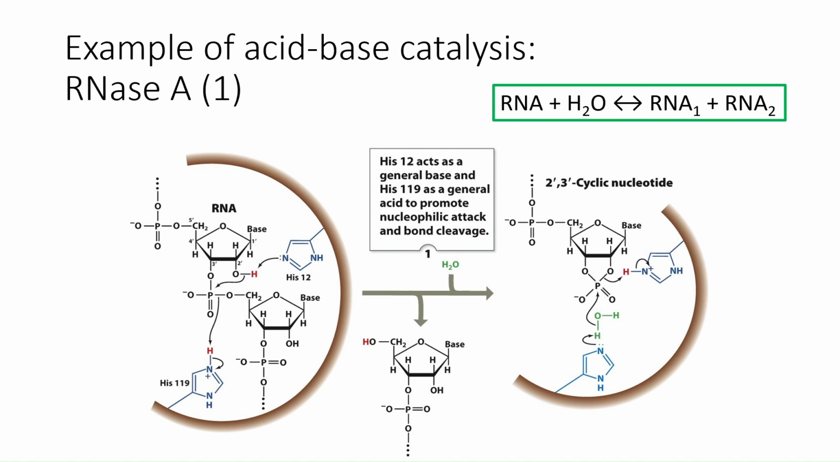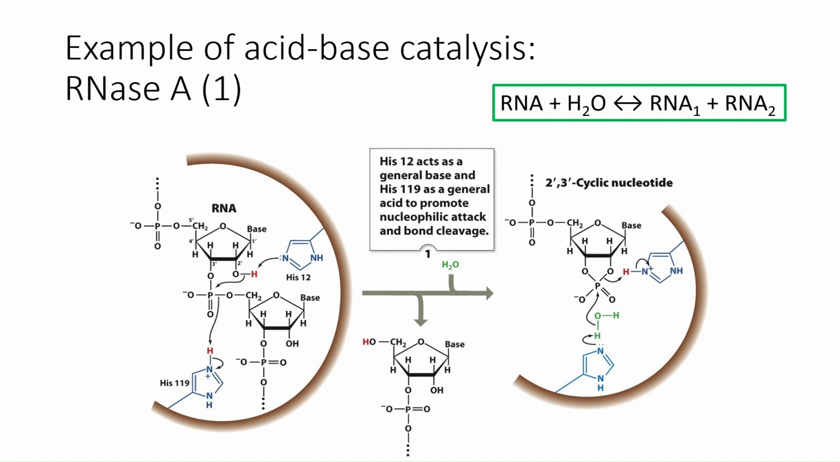So for our example of acid-base catalysis, we're going to look at an enzyme called RNase A. As you might guess from its name, it helps to cleave RNA molecules, right? And the reaction that it catalyzes is shown in this green box on the right, where our reactant is a larger RNA molecule. And then we add a water, and the products are 2 smaller molecules of RNA, which are labeled RNA1 and RNA2. So this is a hydrolysis reaction, right?